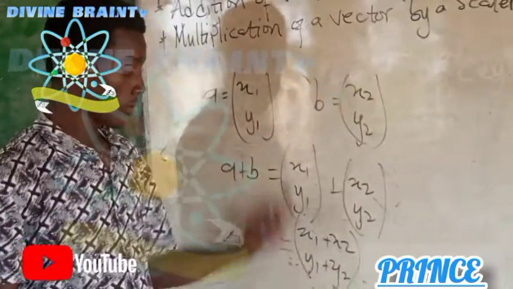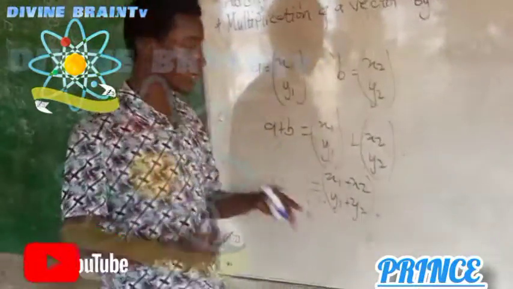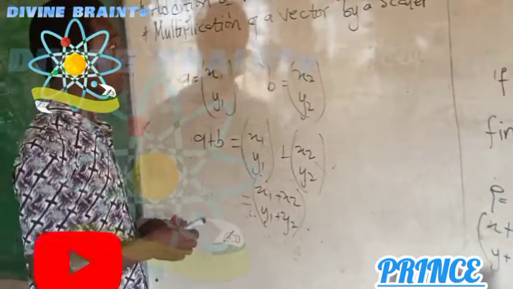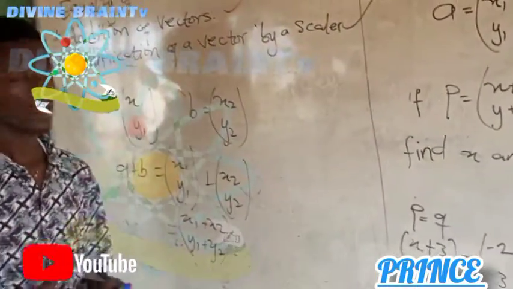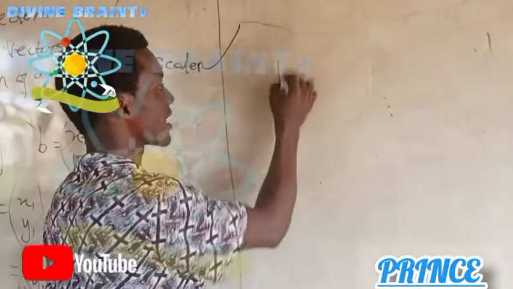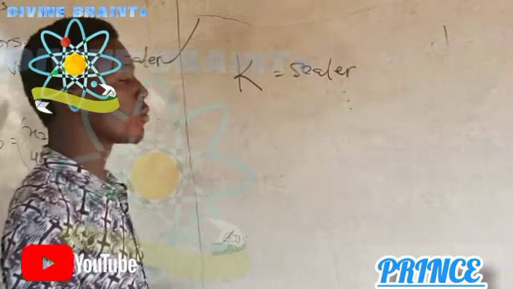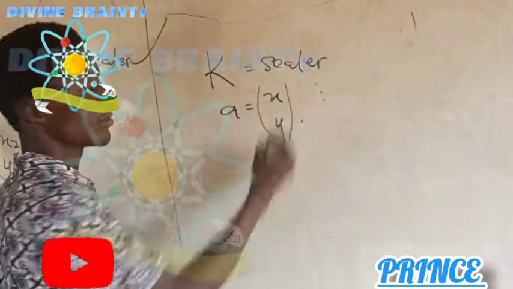So when finished, you get your final answer. So that is addition of vectors. It's very simple. You just add the two vectors that they give to you. So let's quickly move to multiplication of a vector by a scalar. Assuming k is our scalar, and we are asked to multiply this k by vector a, which is equal to (x, y).